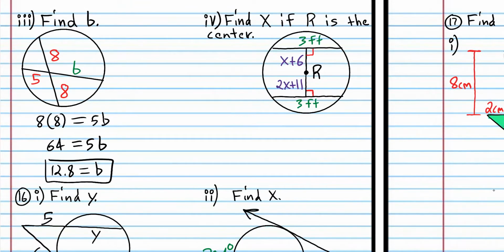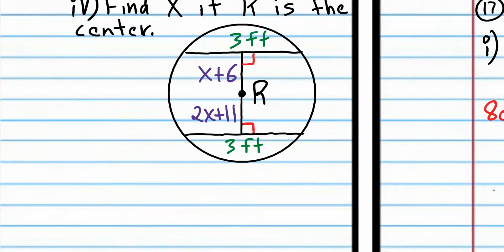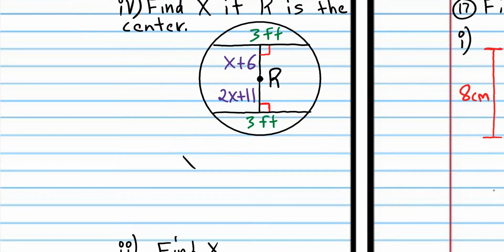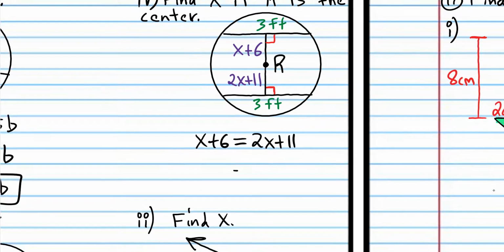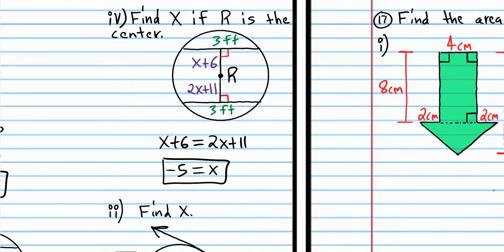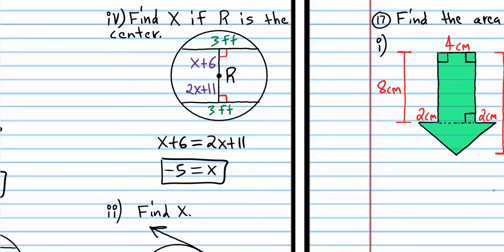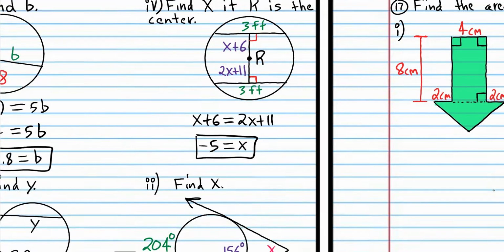All right, part 4, it says find x if r is the center. We learned a theorem that says that if two chords have the same length, then they must be equidistant from the center of the circle. So the yellow length and the blue length are equal. So x plus 6 must be equal to 2x plus 11. Subtract x from both sides, subtract 11 from both sides, and we see x must be equal to negative 5. Now, it's true that a length cannot be equal to a negative number, but if you plug in negative 5 into x, you see that the lengths are not negative numbers, so be aware of that.